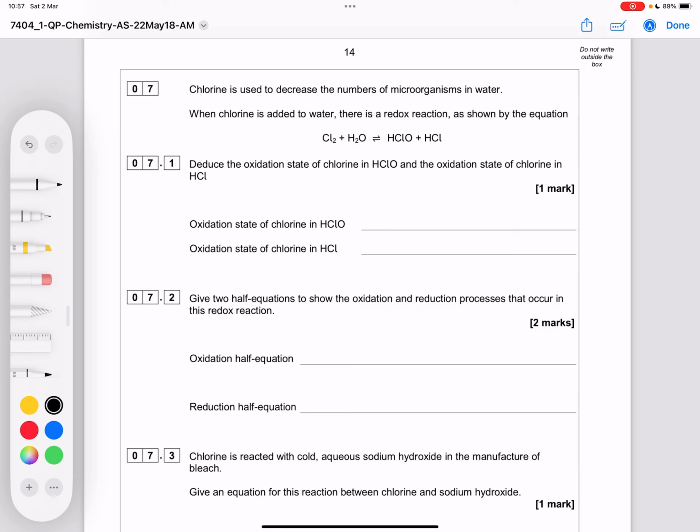Chlorine is used to decrease the number of microorganisms in water. When chlorine is added to water, there is a redox reaction as shown by the equation. Deduce the oxidation states of chlorine in HClO and in HCl.